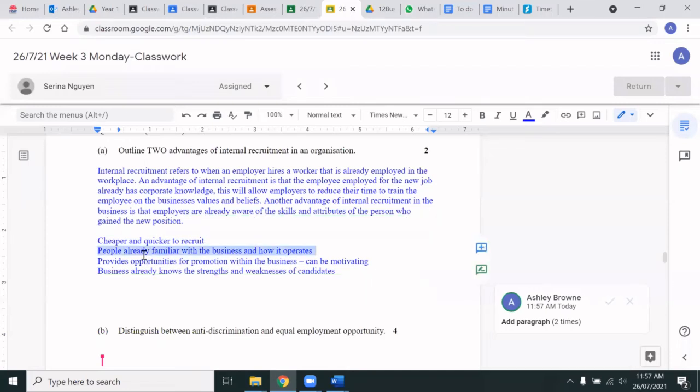So this is good. That's the corporate knowledge one. Yeah, and that's what you said: they know the strengths and the weakness of the candidate. Good. Alternate answer 2 is provides opportunities for promotion.